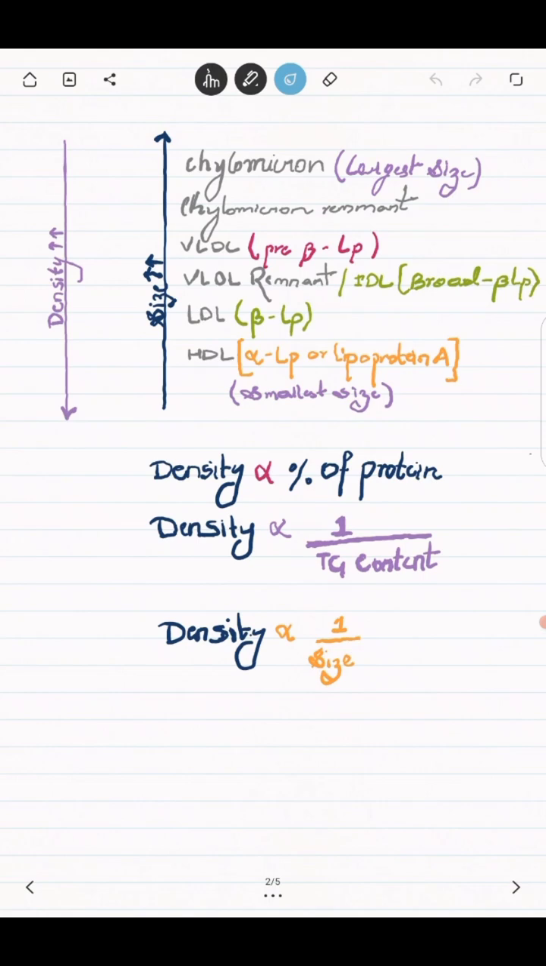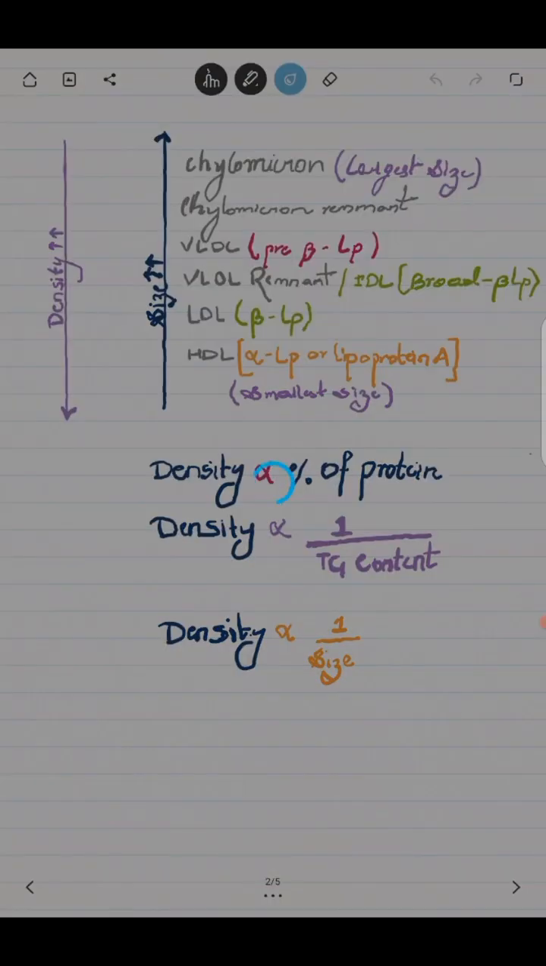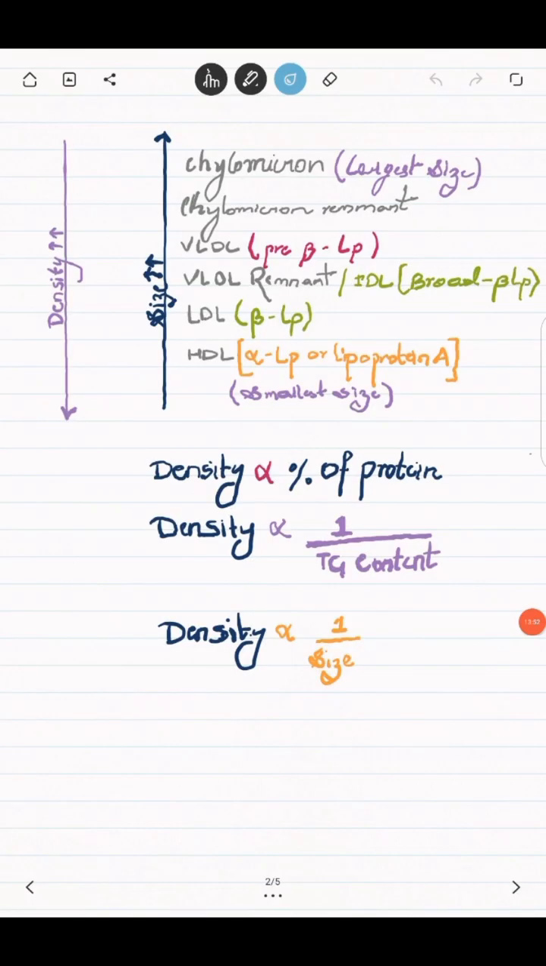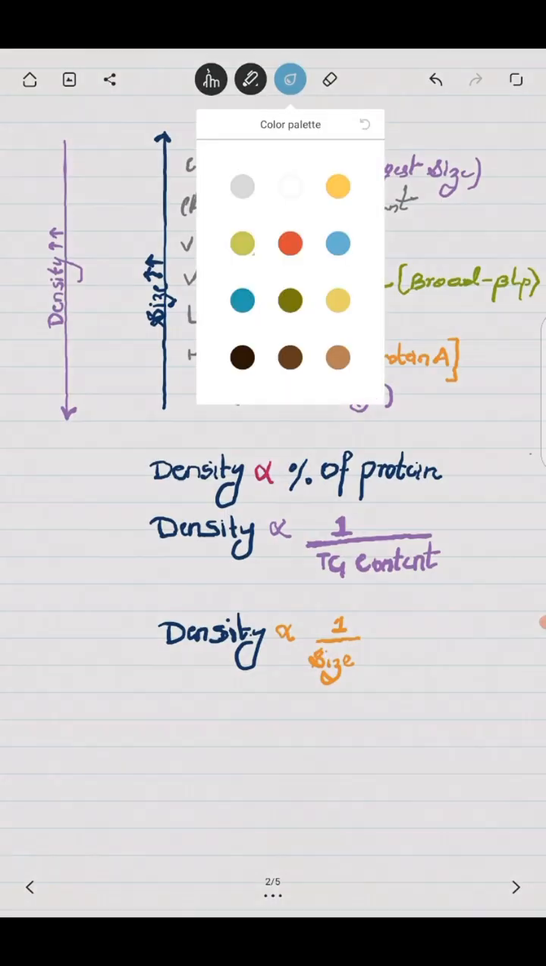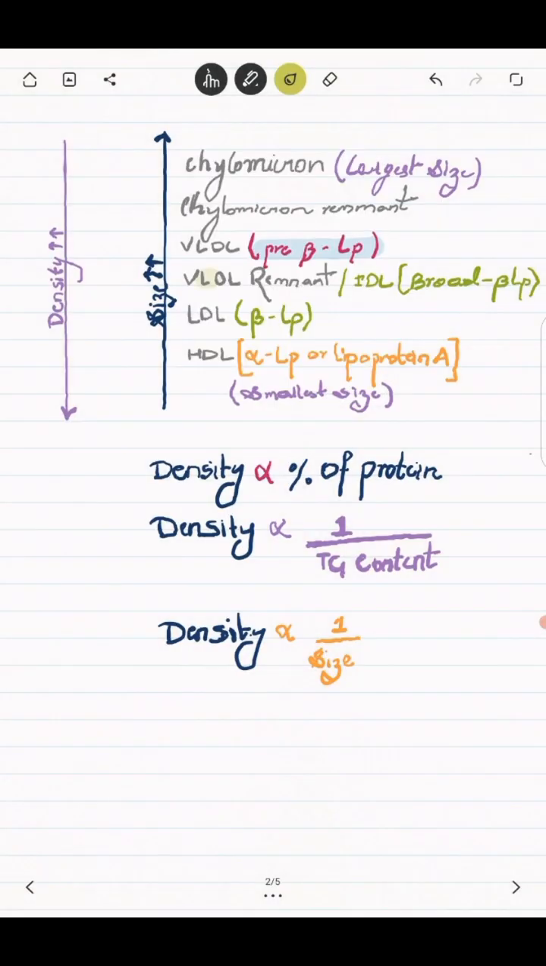Okay. And now we should also remember the other names of these lipoproteins. This is based on the electrophoretic mobility of each lipoprotein. So VLDL is known as pre-beta lipoprotein, and VLDL remnant or IDL is also known as broad beta lipoprotein, and LDL is known as beta lipoprotein.